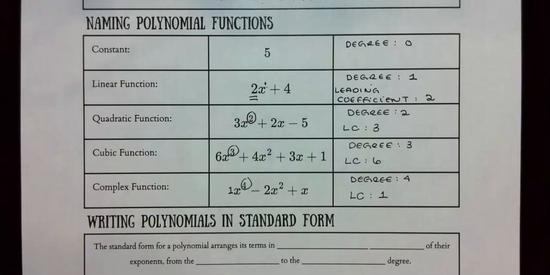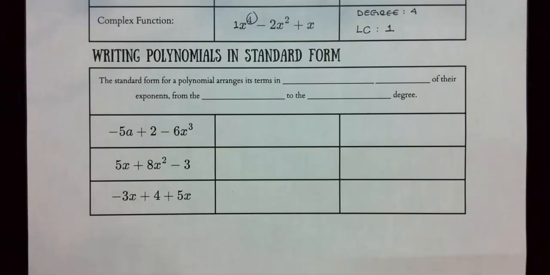polynomials in standard form. All right, so at the beginning of this video, we did talk a little bit about standard form for polynomials. I'm just going to reiterate some of the stuff that I said. So a standard form for a polynomial arranges its terms in descending order of their exponents. So it has everything to do with their exponents. And that means that the exponents are going to go from the highest to the lowest degree.